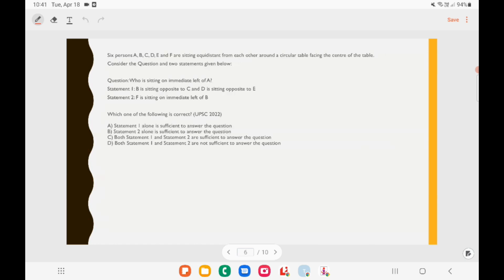Okay. So similarly, UPSC has asked another question from circular table in the same year. Here 6 persons are sitting around a circular table, again facing the center of the table. There is a question and 2 statements given. So again I am drawing 4 possibilities here, 1, 2, 3 and 4. And there are 6 persons. So I am drawing 6 positions like this. So these are 6 positions.